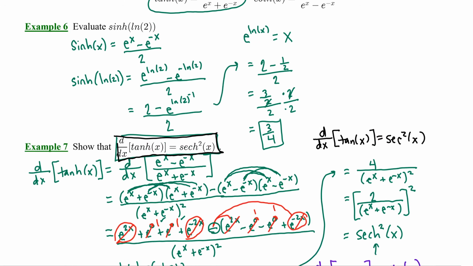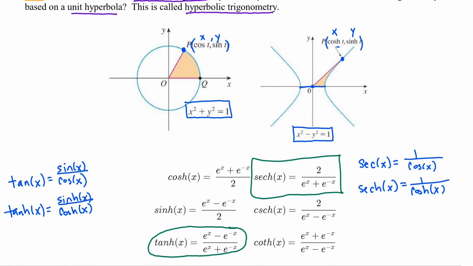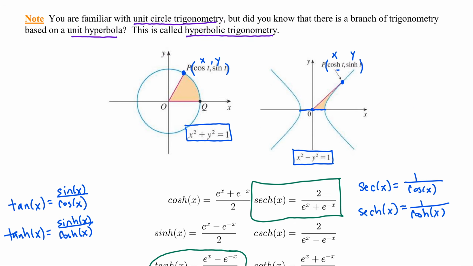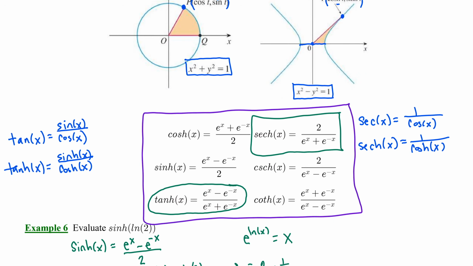So I hope you find that interesting. If you're curious and you want more information, I recommend looking this up on the internet and finding out more about hyperbolic trigonometry. As far as our purposes, you do not need to memorize these formulas. I just want you to be aware that they exist. You can refer to them in your notes when you need those formulas, but also notice when you come into contact with combinations of exponential functions, you may be dealing with a hyperbolic trigonometric function.